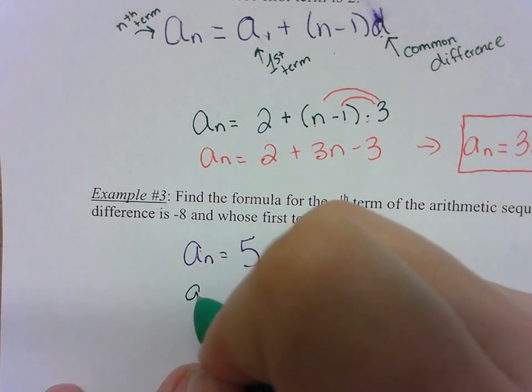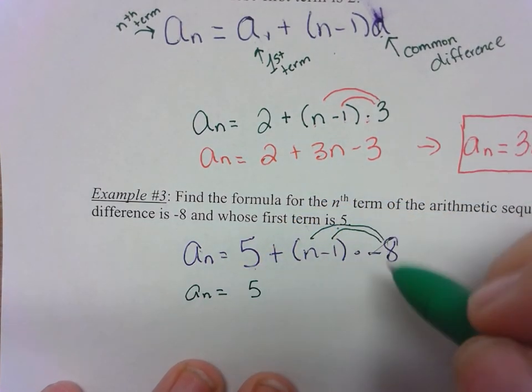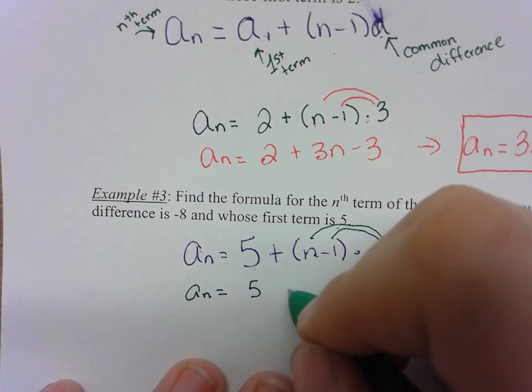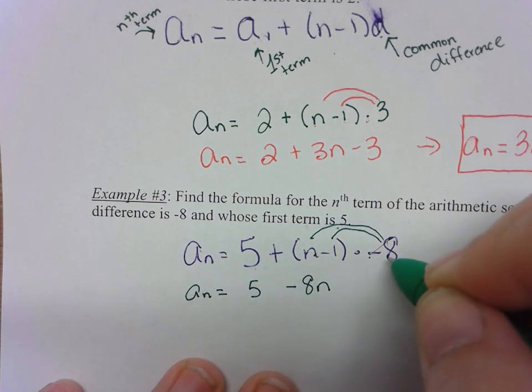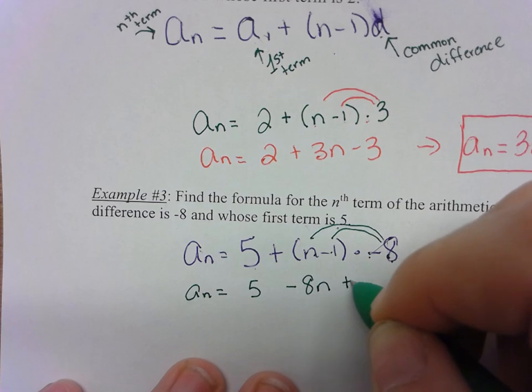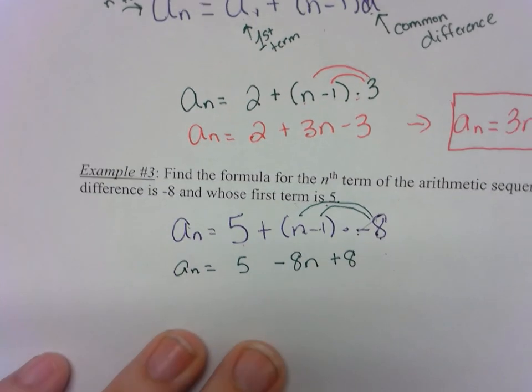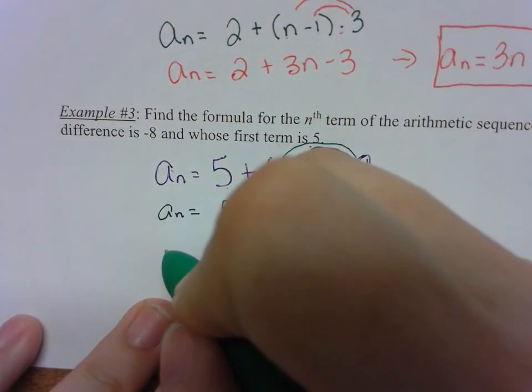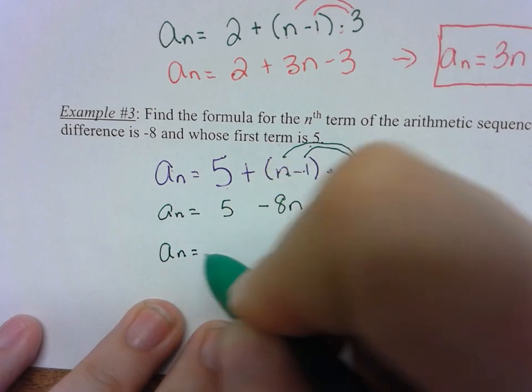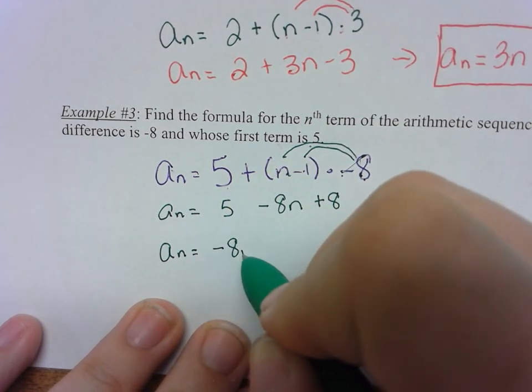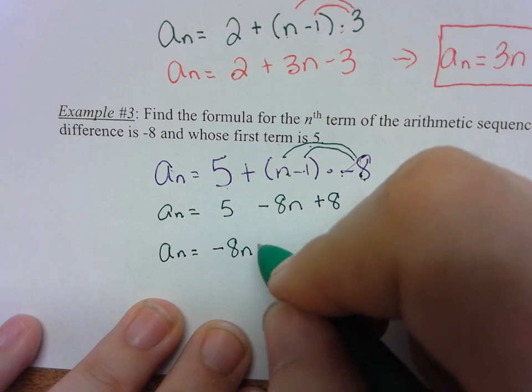So we have a sub n is equal to 5. This right here is going to give us minus 8n, and a negative 8 times a negative 1 gives us a positive 8. Okay, so simplifying this a bit more, we have a sub n is equal to negative 8n plus 13.